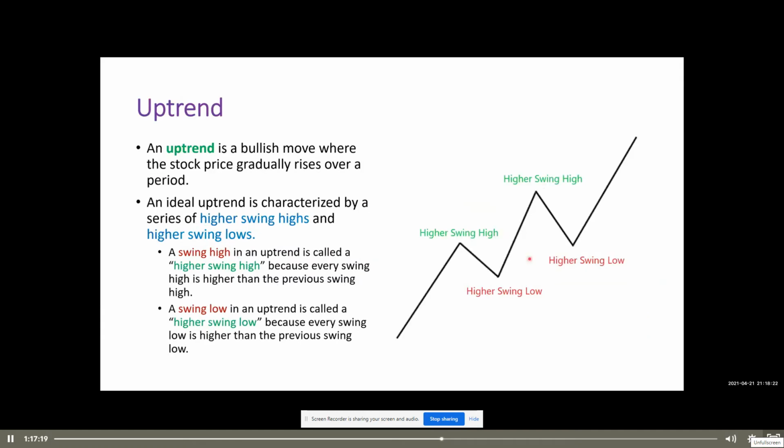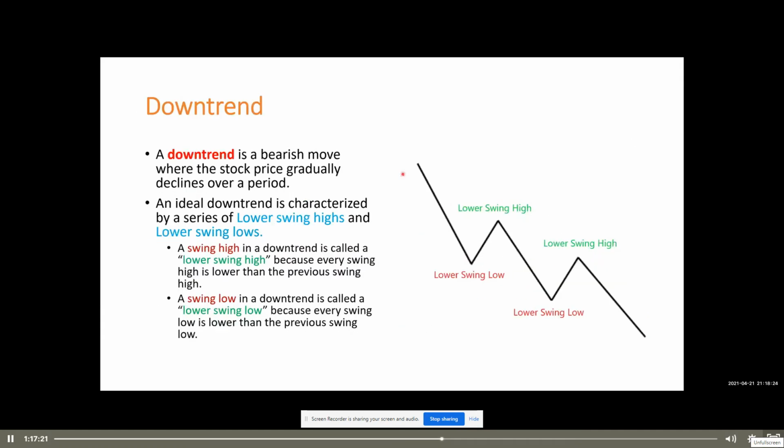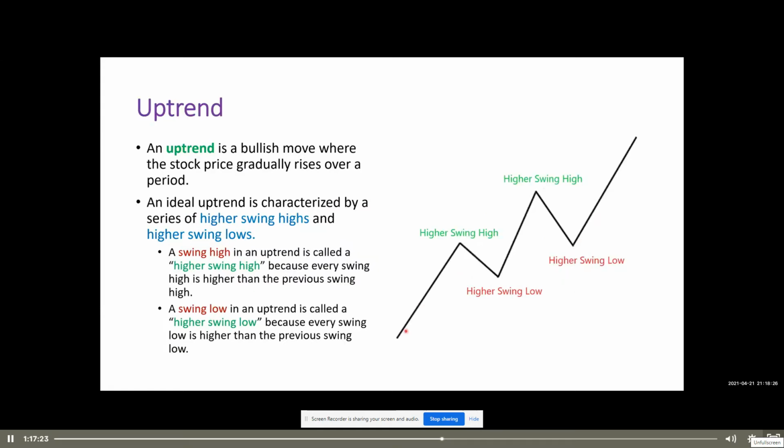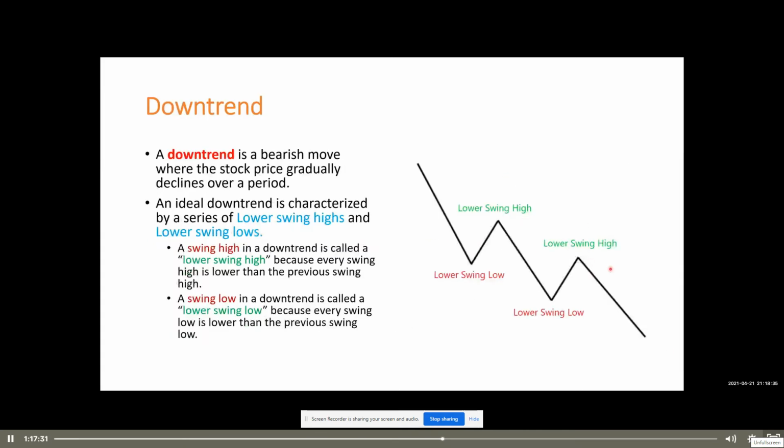So what do you mean by higher high? You want to see something like this. At the end of a downtrend, you want to see a higher high, you want to see a higher low, and then you want to see the stock breaking the higher high, right? That's when you know that the trend is broken, right?